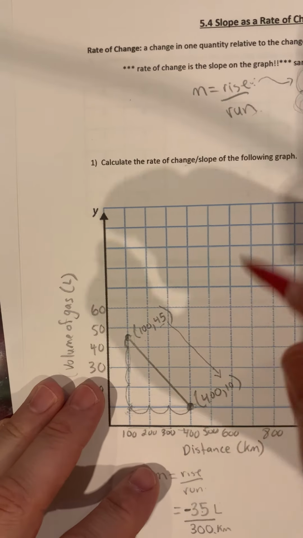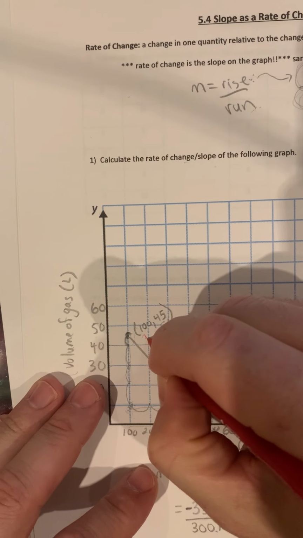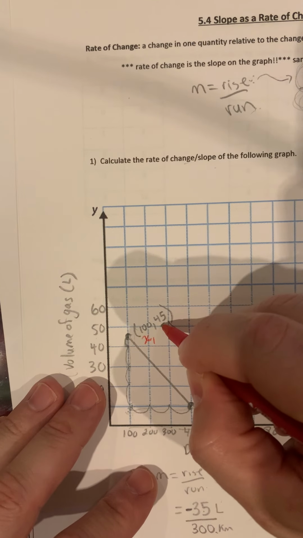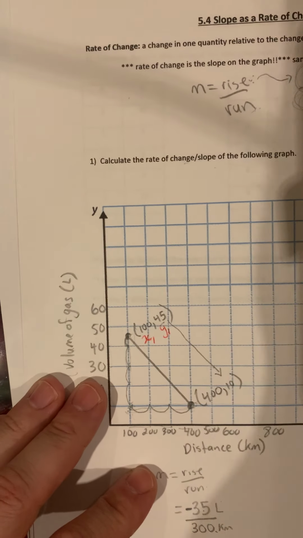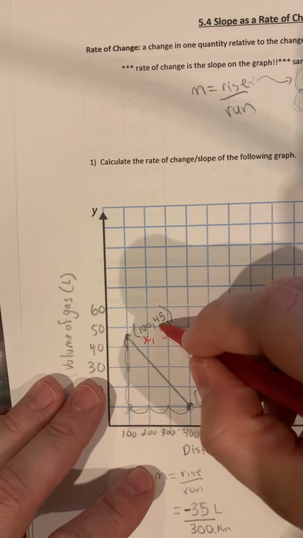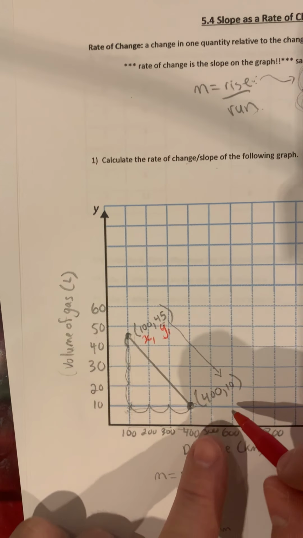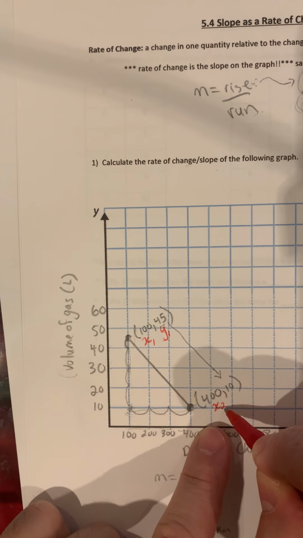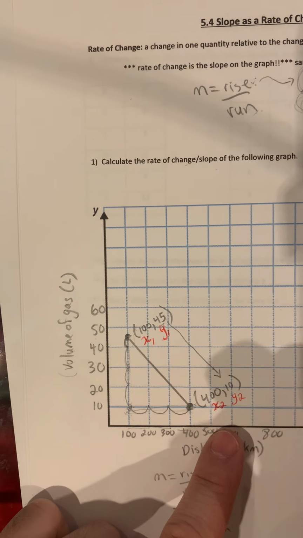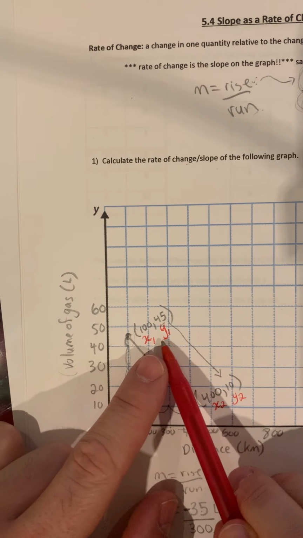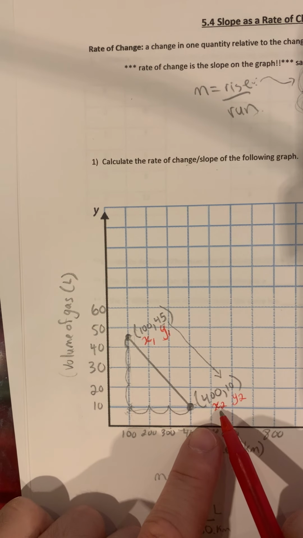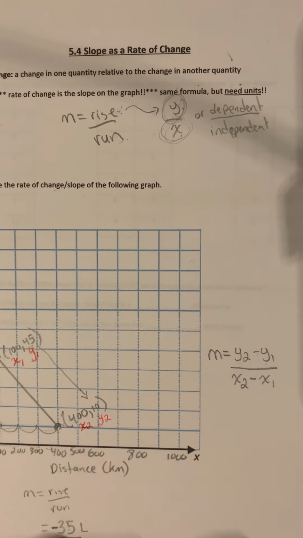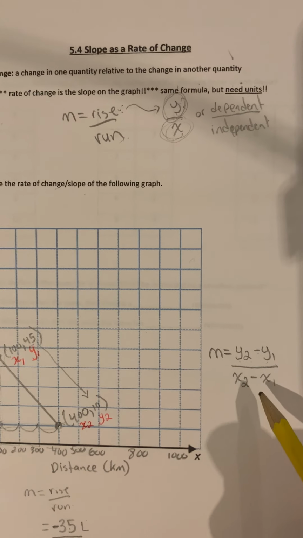Your first point, you're going to call x1, and your first y value, y1. Then we have our second point, so this is our x2 and our y2. So our first point has the first x and the first y, our second point has the second x and the second y. Now what we do is we just plug these values into the formula.